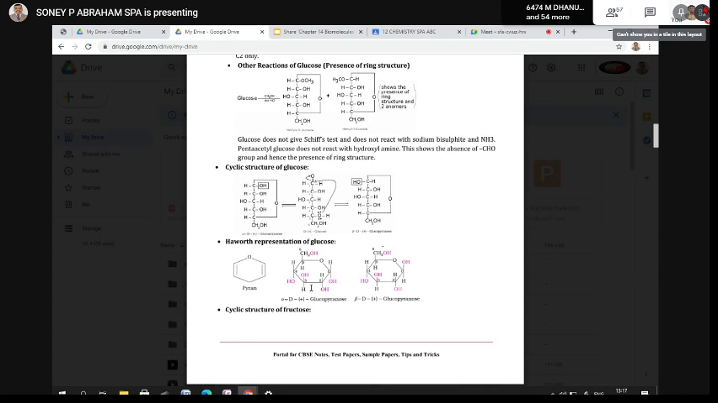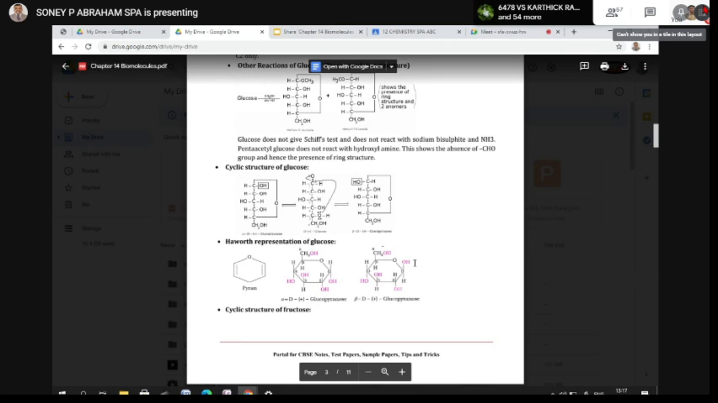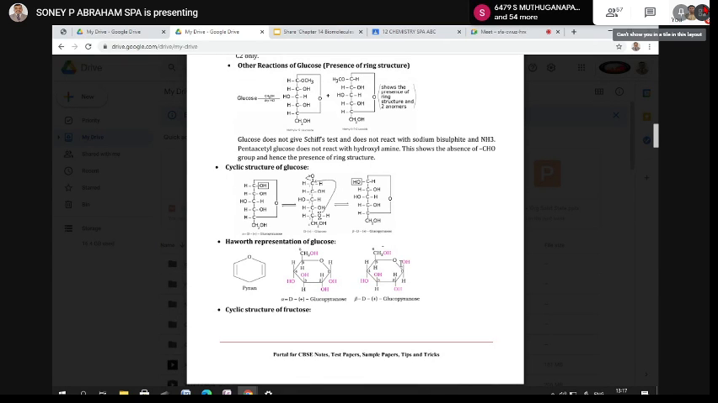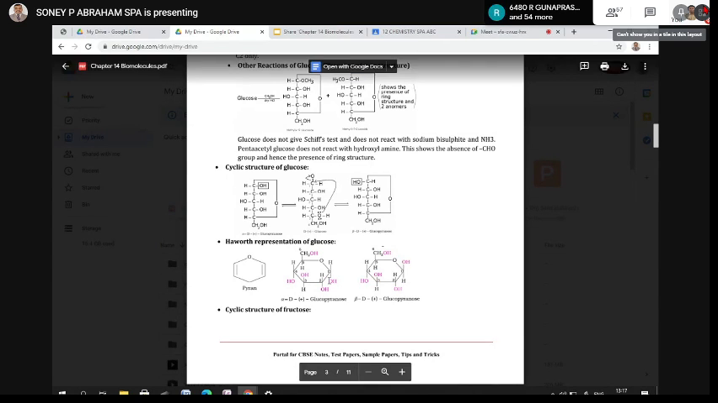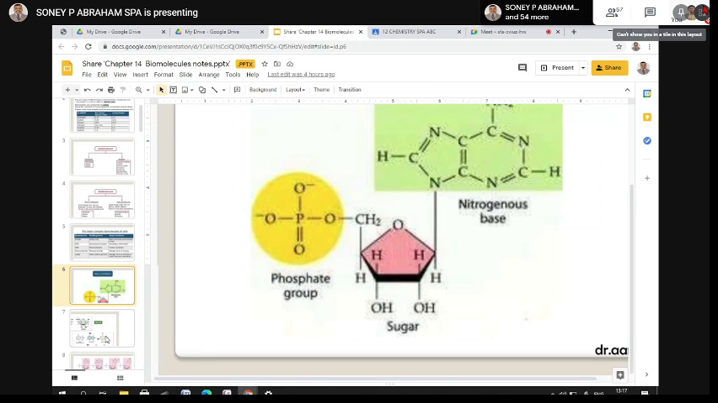Now, if the first carbon is an asymmetric carbon, and OH is on the left, which comes at the top, it is beta form. If OH is at the bottom, it is on the right, so it is alpha form. So we'll come back to our molecule.